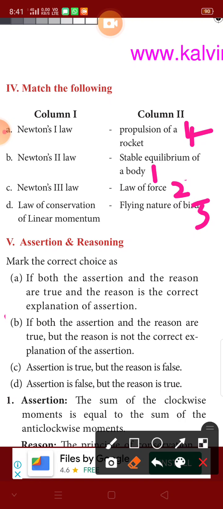D. Law of conservation of linear momentum. The answer is propulsion of a rocket. The law of conservation of linear momentum is used in the propulsion of a rocket.